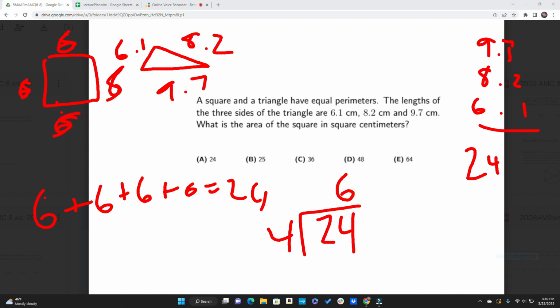Okay, now we want the area of the square. So that would be 6 times 6, our length times our width. 6 times 6 makes 36 as our square's area. That's answer choice C.